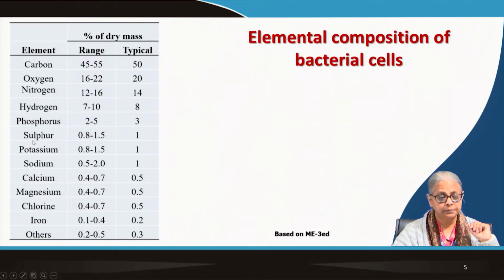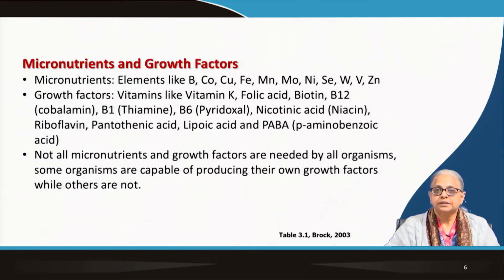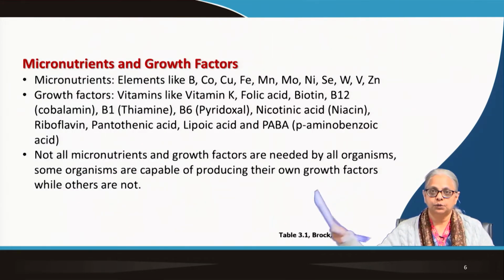then it is a macronutrient. So, along with the big 6, we also have potassium and sodium over here for bacterial cells. Here we have the micronutrients: calcium, magnesium, chlorine, iron, and other nutrients. These are the elements that constitute less than 1% of the dry weight of bacteria. Let us take a look at some micronutrients.